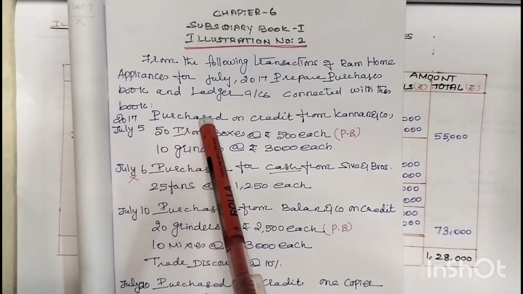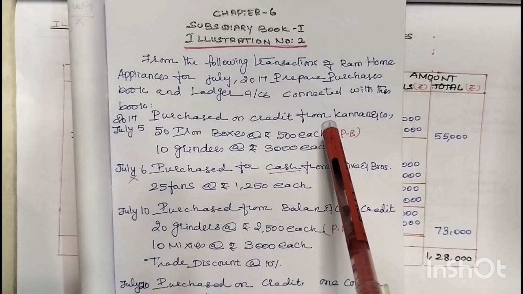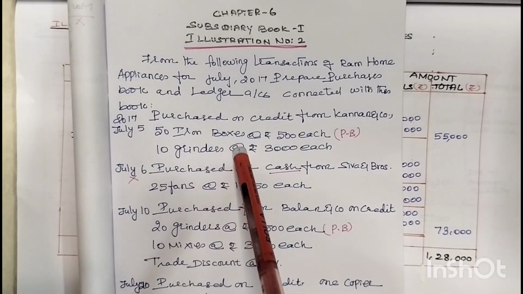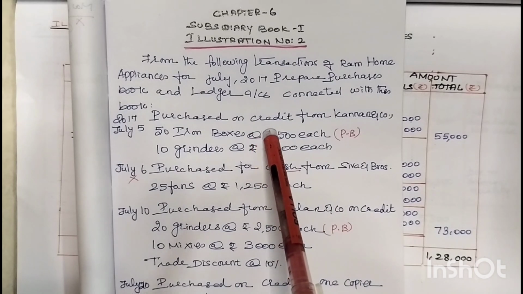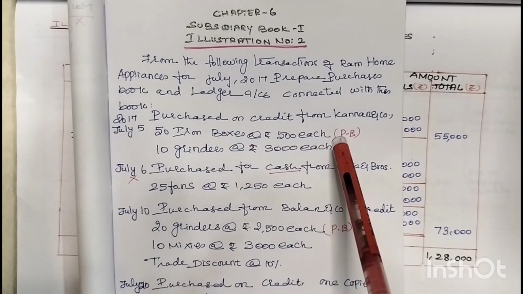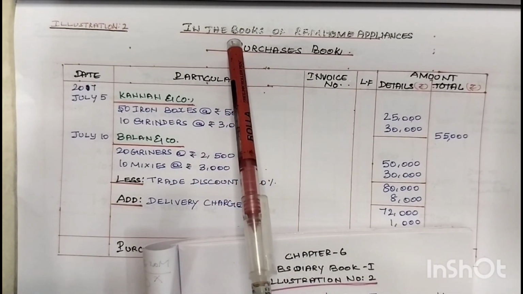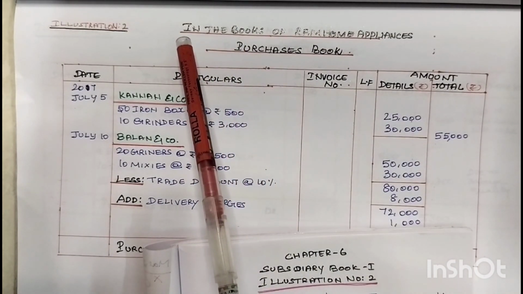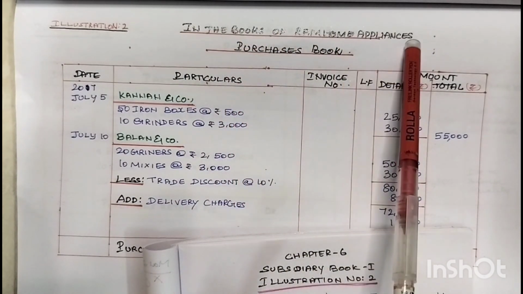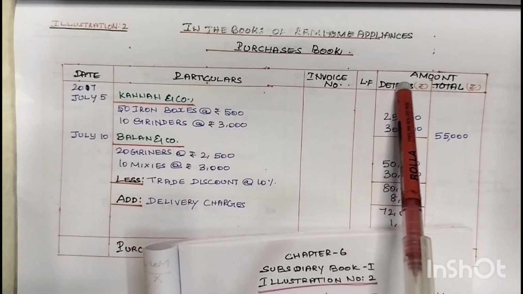2017 July 5, purchased on credit from Kannan and Co 50 iron boxes at rupees 500 each and 10 grinders at rupees 3000 each. What does this transaction tell us? This transaction clearly tells us this is a credit purchases transaction. So we are going to post this transaction into the purchases book. PB means purchases book. The title is in the books of ROM Home Appliances, and the name of the book is purchases book. I have already prepared the format of the purchases book.